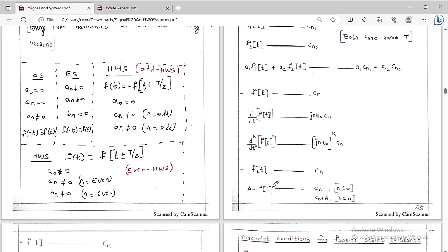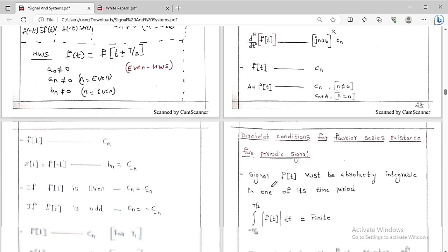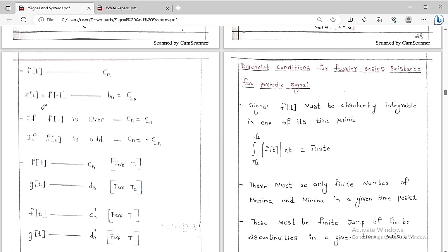Only the DC part is going to get changed, which is a plus C naught, whereas the remaining things will never change. Now for the next property: for f of t, the Fourier series coefficient is Cn. For f of minus t, suppose we take g of t equal to f of minus t; it will have the Fourier series coefficient C of minus n. Suppose for g of t the coefficient is Bn, where g of t is equal to f of minus t, so its coefficient will be C of minus n.